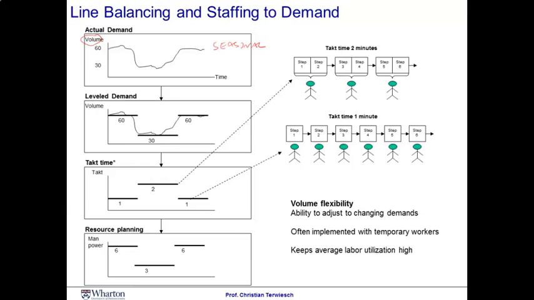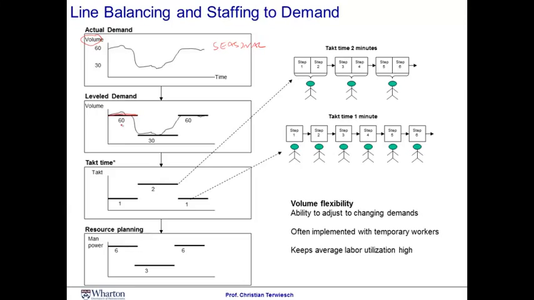The first thing that you do is you level the demand. You want to avoid changing your takt time or your staffing level minute by minute, and so you come up with a level demand where you hold the demand for an hour as fixed. This is arguably an imperfect approximation, but better and more practical than changing your staffing level every minute.